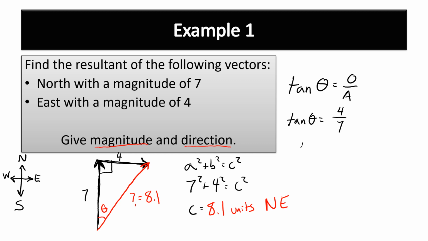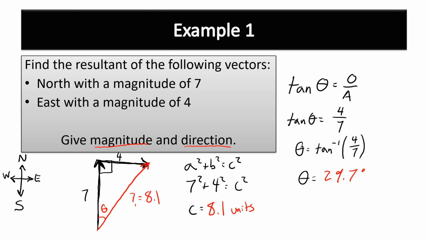And now we can solve by doing the inverse tangent. We're trying to get that variable, the theta, by itself. And you get an angle of 29.7 degrees. So we will say, oh, let me write it in red to be fancy.